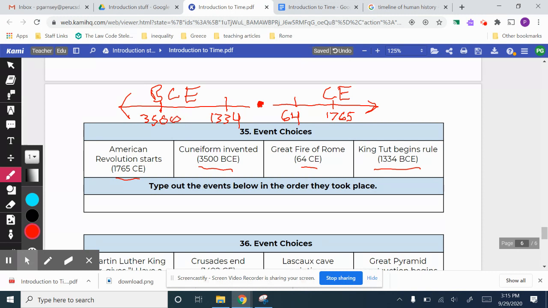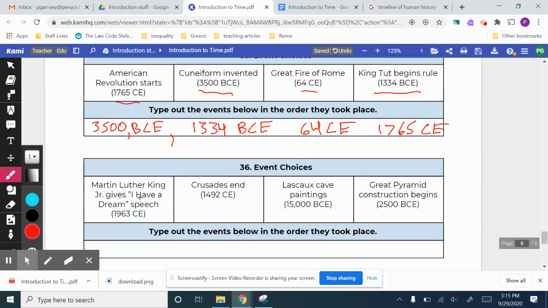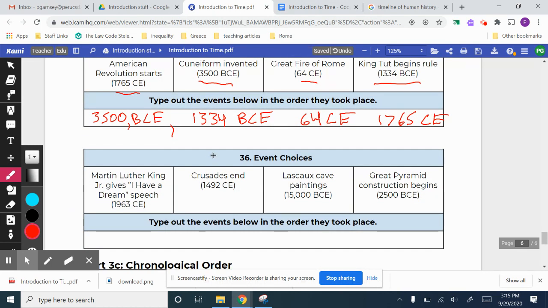So we have our events in order. We have 1, cuneiform, 3500 BCE. Then we have King Tut begins to rule Egypt in 1334 BCE. The next event would be the Great Fire of Rome in 64 CE, and then the American Revolution in 1765 CE.